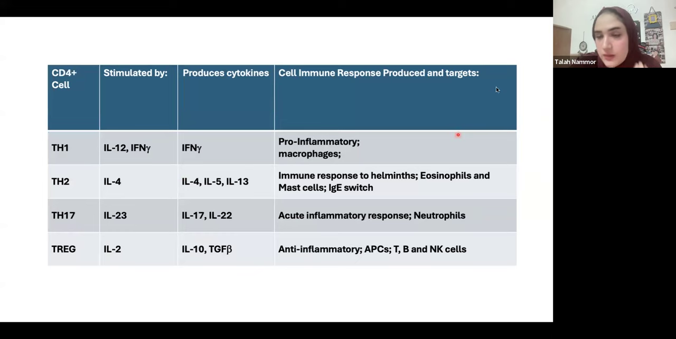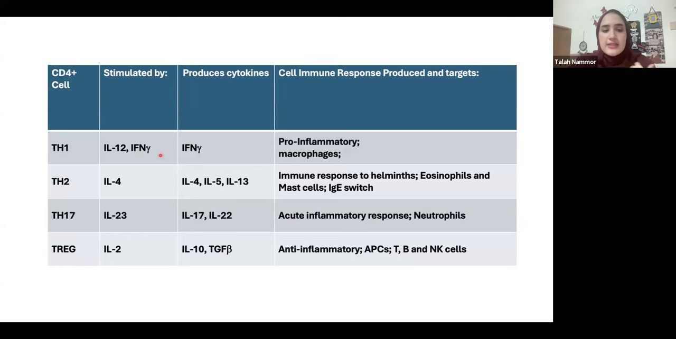This is a summary of everything that we talked about. So fast recap. T helper 1, it's funny because it's stimulated by interferon gamma and it releases interferon gamma. Anyway, so this is pro-inflammatory. It's going to activate the macrophages and start the inflammation cascade.